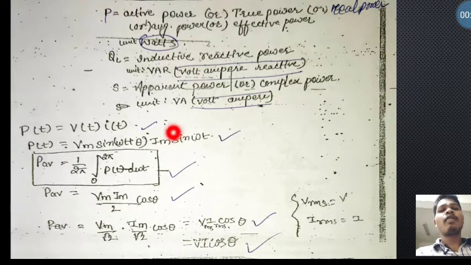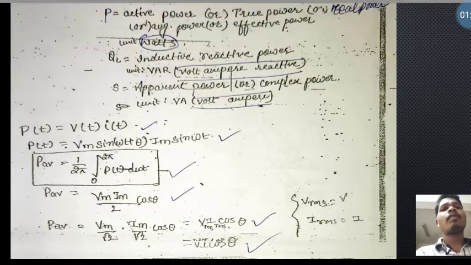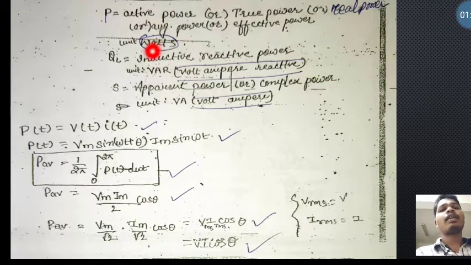So P is the active power, or true power, or real power, or average power, or effective power, whatever you say. QL is the reactive power, or inductive reactive power, or VAR, that is volt ampere reactive. S is the apparent power or complex power, with unit volt ampere. See, the active power unit is watt, the reactive power unit is volt ampere reactive, and the apparent power unit is volt ampere.